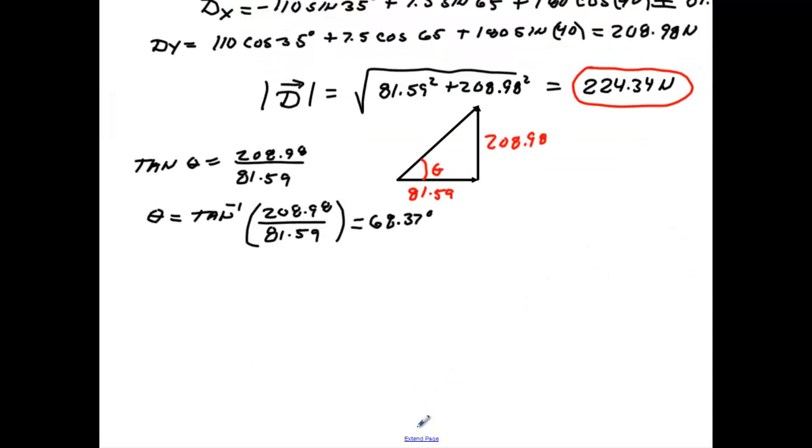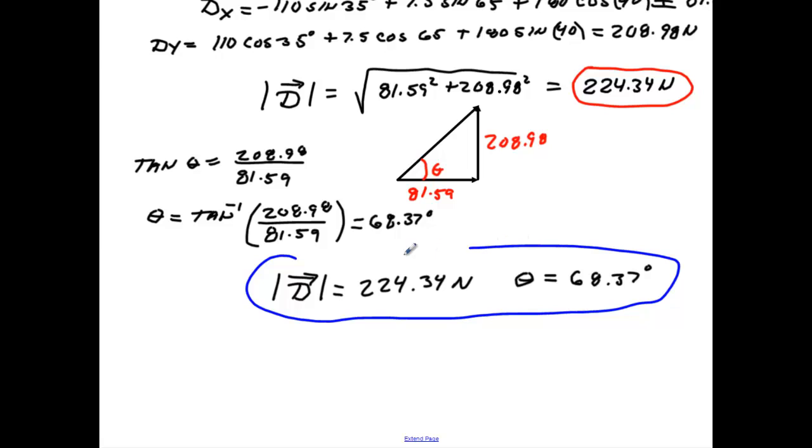Okay, so the proper way to show this would be like this. The d vector, and we could do this, is equal to 224.34 newtons, and theta, coming from the x-axis, is equal to 68.37 degrees. And that would be my final answer.